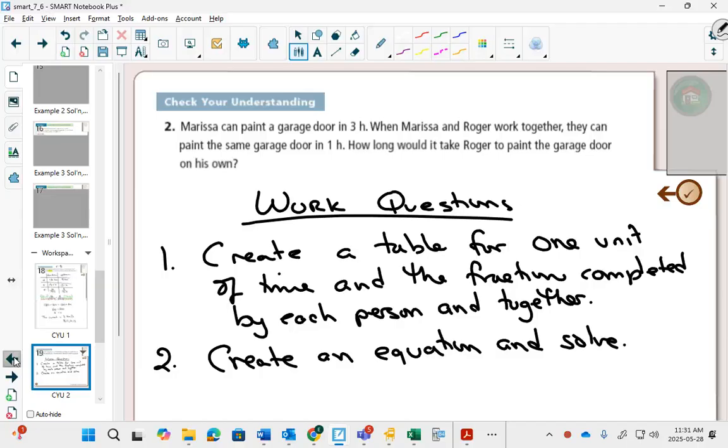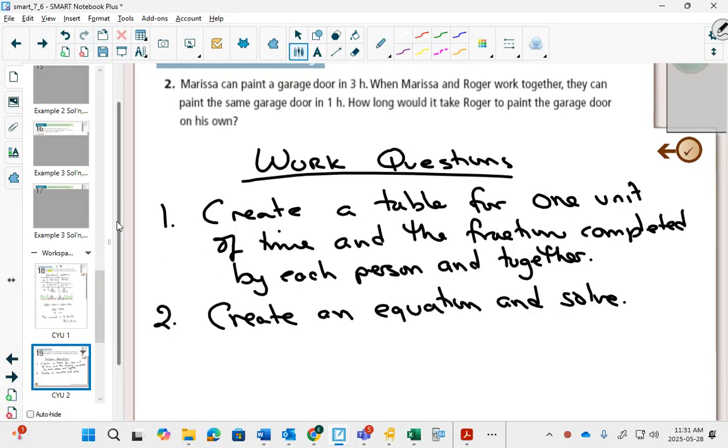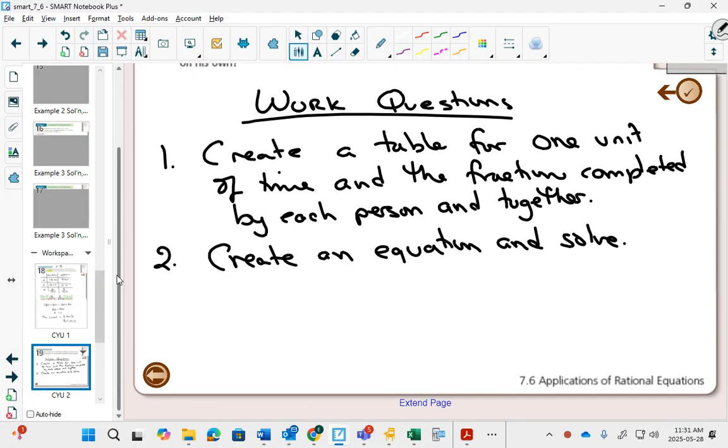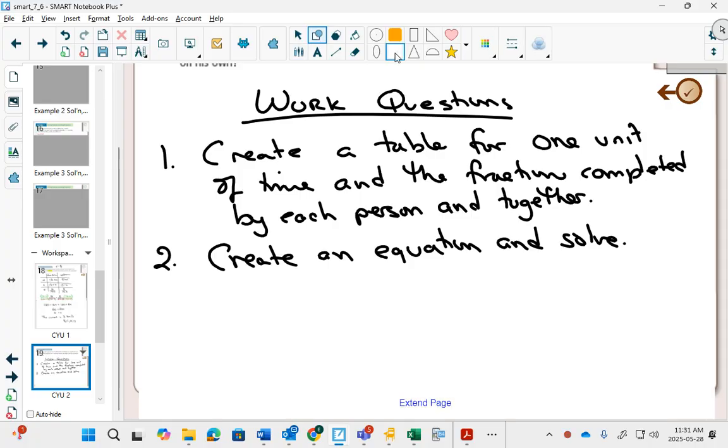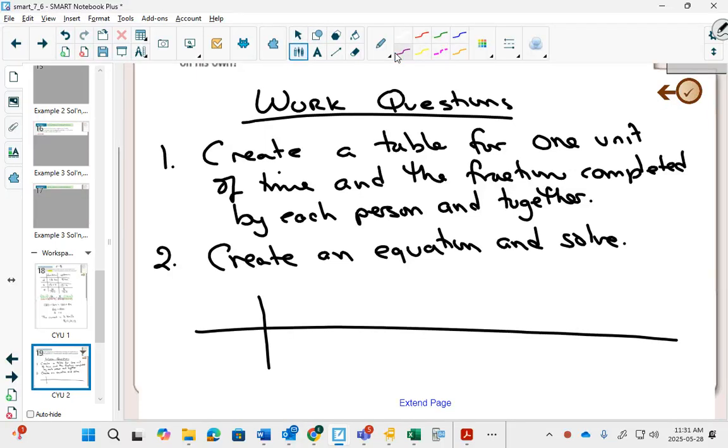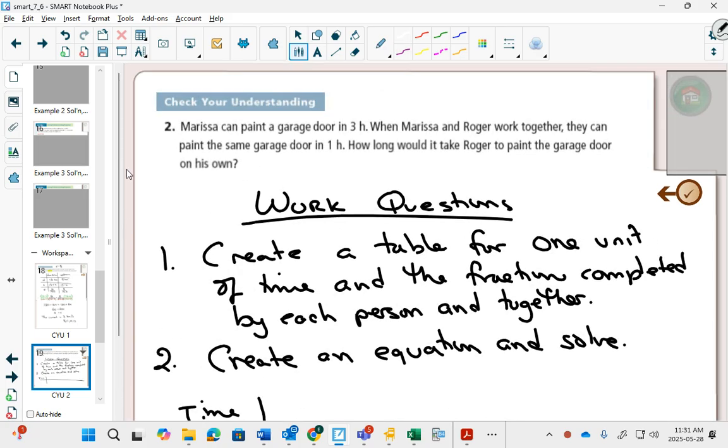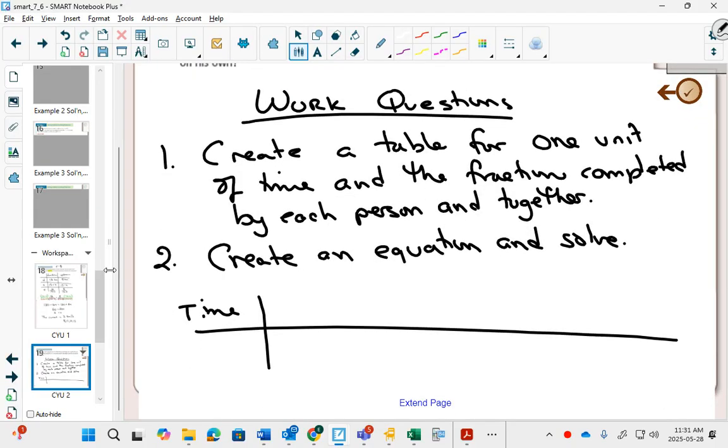So we're going to create an equation and solve. So we want to create a table for 1 unit of time. And we'll do this question and we'll do the one right beside it just so you get to see more than one example. Maybe it helps you understand what's going on. So in our table, we're going to put time here. And in our question, we're dealing in hours. So 1 unit of time would be 1 hour.